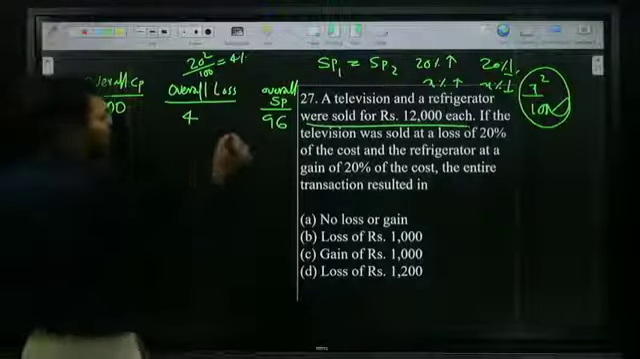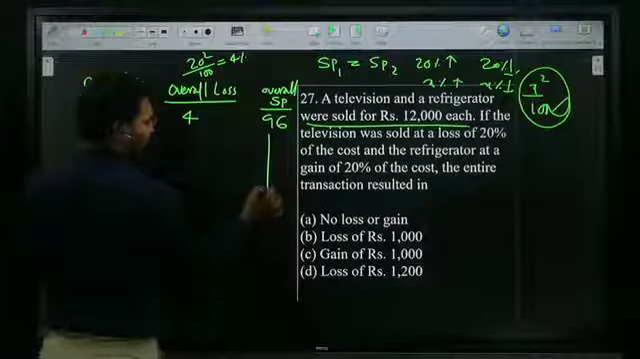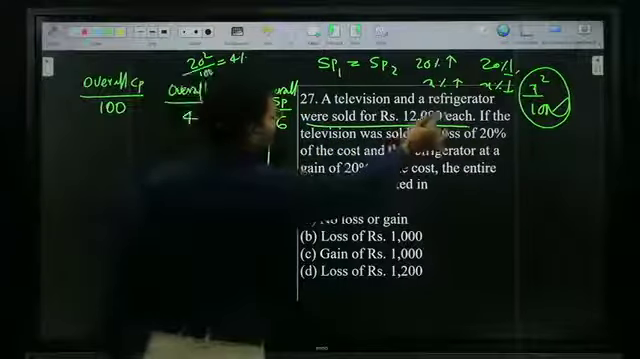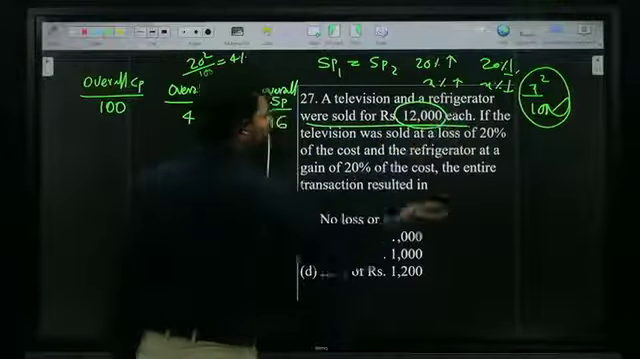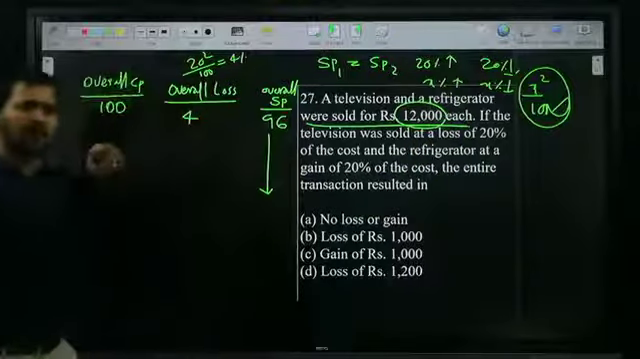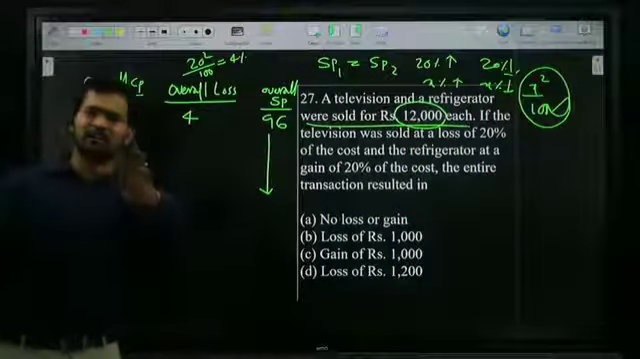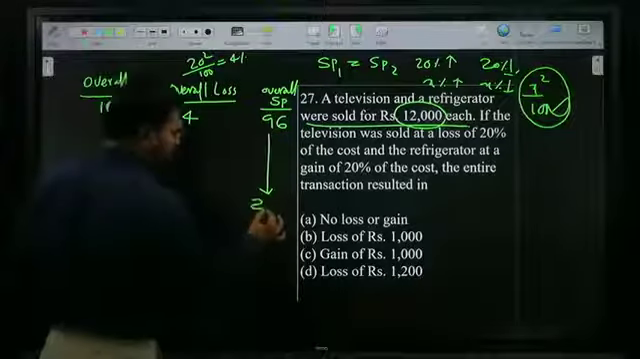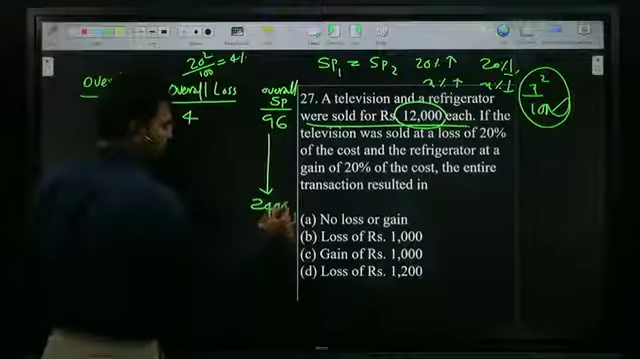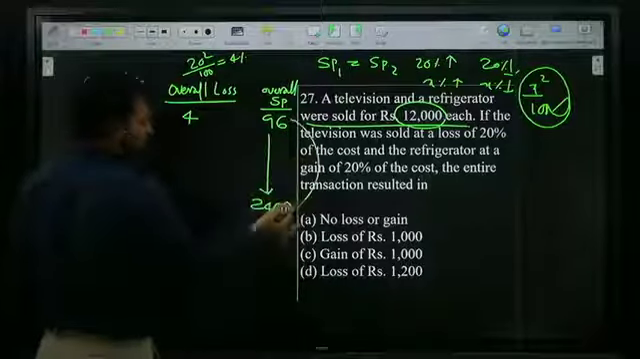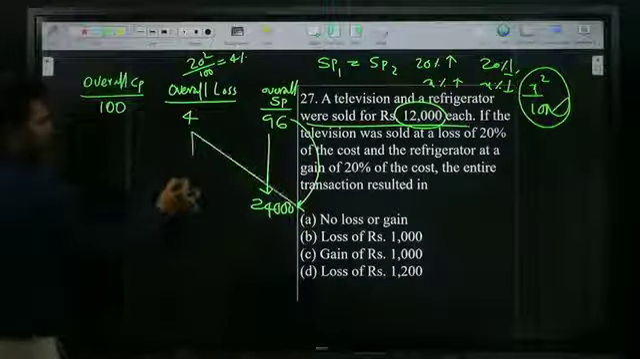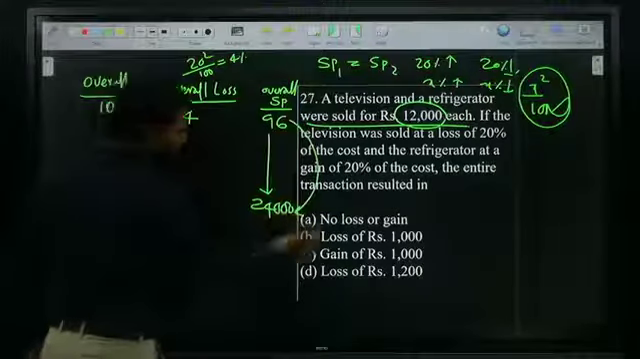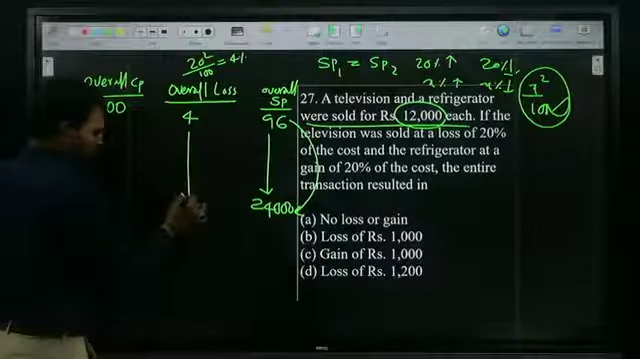But according to our problem, what is the overall SP? Each one he sold for 12,000. If each article is 12,000, then two articles, so the selling price is 24,000. How many times does it go? They're asking for the overall loss, so that many times it goes.